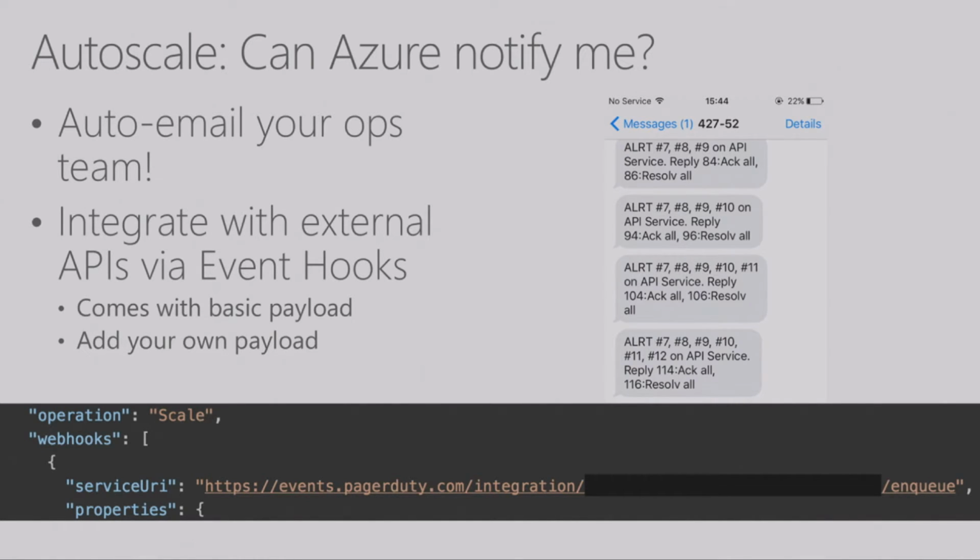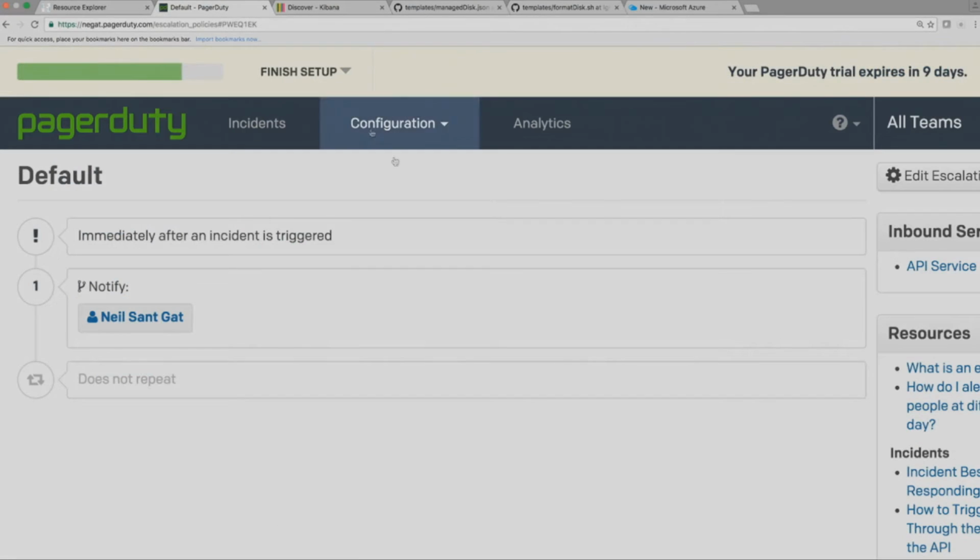And actually, let's take a quick look at the PagerDuty configuration. All right, so it's a very simple configuration. As you can see on the top, this is just a free trial that I'm using. Immediately after an incident is triggered, notify me. And in the me section, you can configure your cell phone and have it give you a text or have it give you a call, and of course, email as well. And this is a very simple configuration.